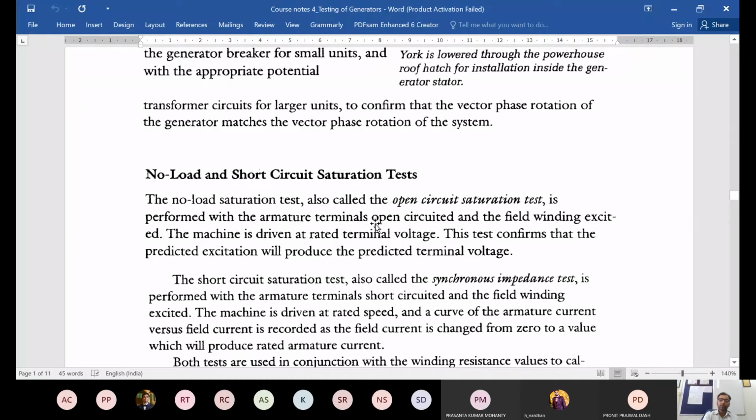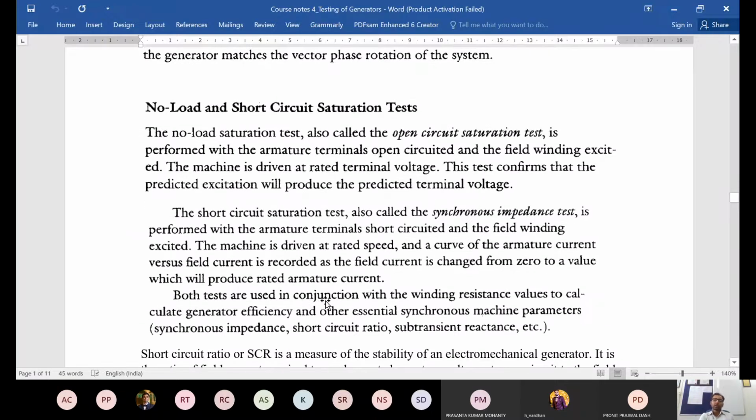The first one, the open circuit test, is performed at the rated terminal voltage, whereas the second one, the short circuit saturation test, is performed at the rated armature current. The armature terminals are all shorted together, and the field winding is varied in such a way that you get the rated current flowing in the armature windings. Usually the voltage will be lower here because it is shorted, so a higher voltage is not needed. At a very low voltage only, you will have the rated armature current flowing.